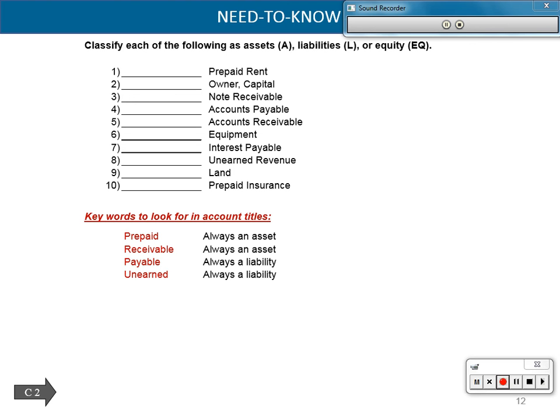Prepaid, always an asset. Receivable, always an asset. Payable, always a liability. Unearned, liability.